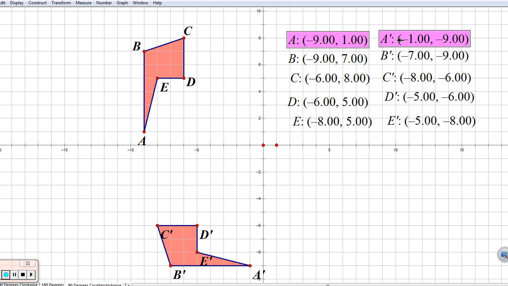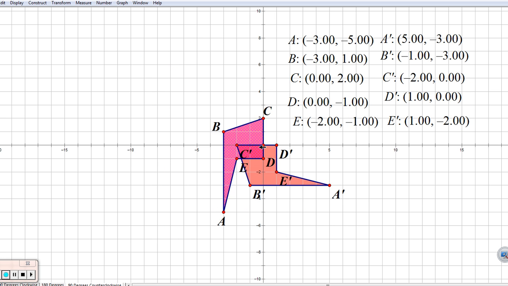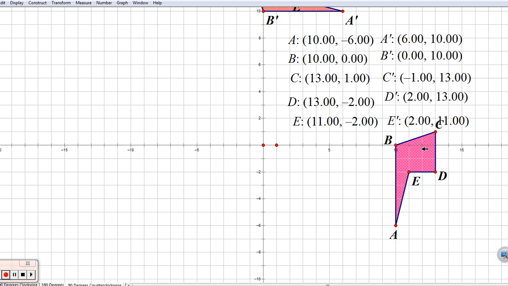Let's look at our A's, A and A prime. What changed? My X value is now second. Was there a sign change? No. My Y value is now first. Is there a sign change? Yes. Let's move our image around and see if the same thing happened.